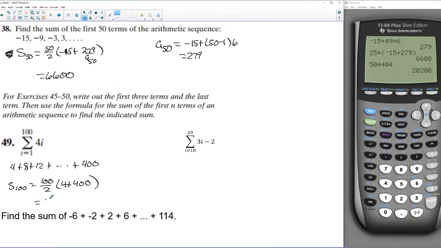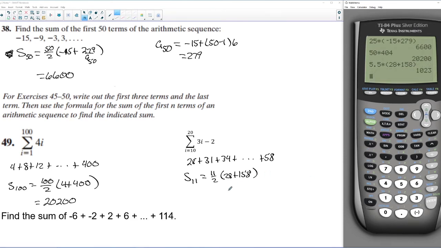20,200. Here we start with 10, so 30 minus 2 is 28. 11 times 3, 33 minus 2 is 31. And 12 times 3 is 36 minus 2 is 34. Plus, keep on going. And then 60 minus 2 is 58. So S sub 11 is equal to 11 over 2 times 28 plus 158. So 5.5 is what 11 divided by 2 is, times 28 plus 158. So 1,023.